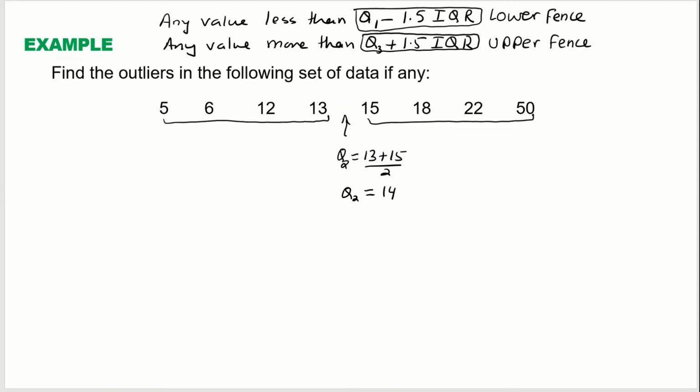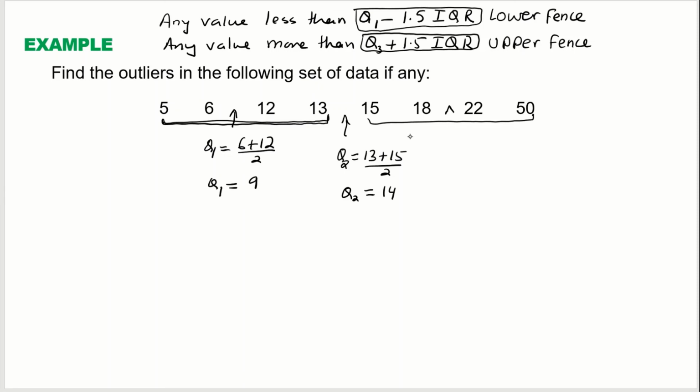Now Q1 is the median of numbers less than that. So it is the median over here. That's your Q1, which is the average of 6 and 12. So it will be 6 plus 12 divided by 2. So Q1 is equal to 6 plus 12 is 18, 18 divided by 2 is 9.